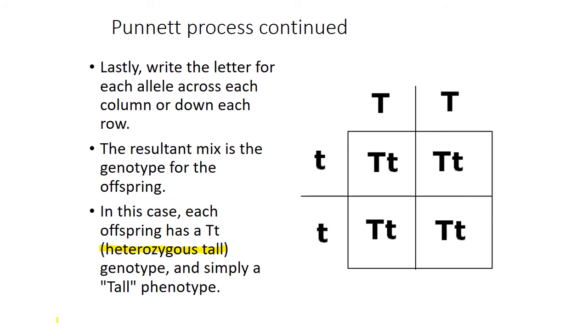for the phenotype. So if you're asked a question, what is the genotype? You're going to say big T, little t. And if you're asked a question for the phenotype, you're going to say all tall.